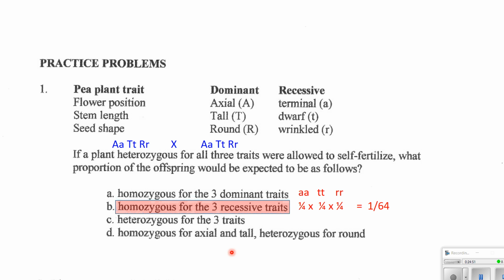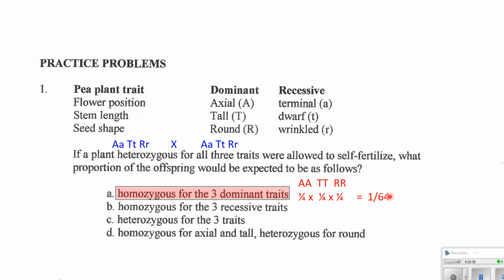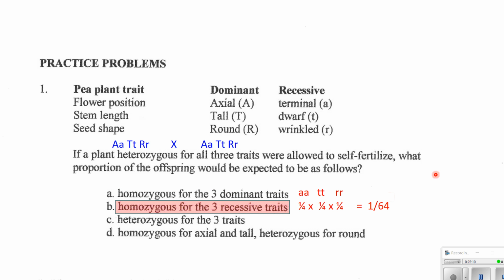The probability of getting, with the same 2 parents, this offspring, homozygous recessive for all three, again, is 1/4 times 1/4 times 1/4, which is a 1 out of 64 chance. So the answer for part A and part B is the same answer. And hopefully you can see why that is.